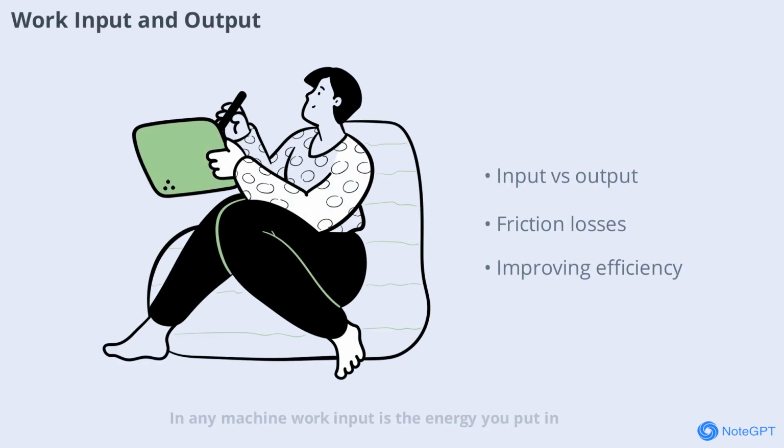In any machine, work input is the energy you put in, while work output is the useful work the machine does. Due to friction and other losses, output is always less than input. Understanding this difference is crucial for analyzing machine performance and improving efficiency.